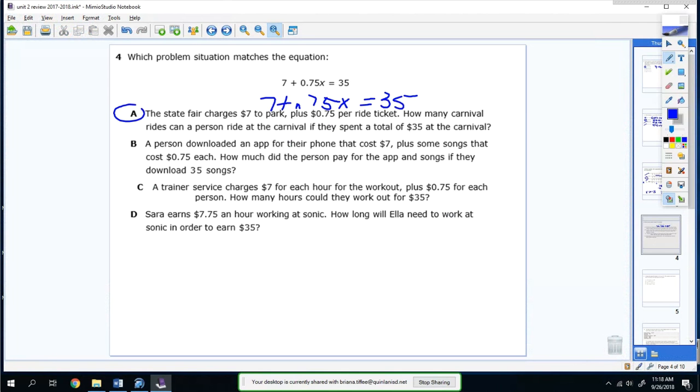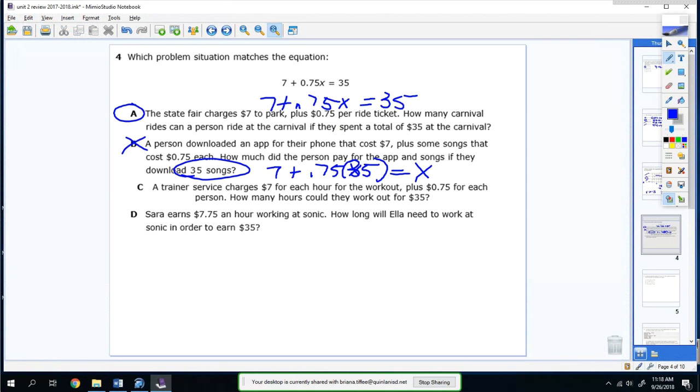Well, that is correct. B: a person downloaded an app that their phone costs $7 plus some songs that cost 75 cents each. How much did the person pay for the app and songs if they downloaded 35 songs? Well, what this is saying is I'm doing 7 plus 0.75x. Well, not x in this case, it's 35, because I know how many songs they downloaded. That's the reason that one's wrong. That's actually a very close one.